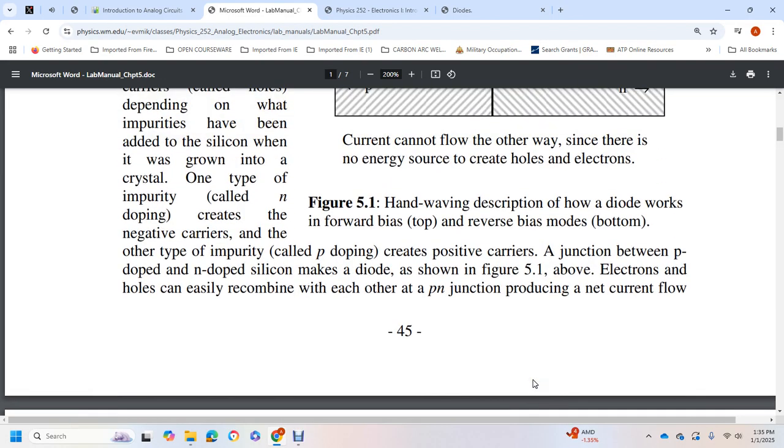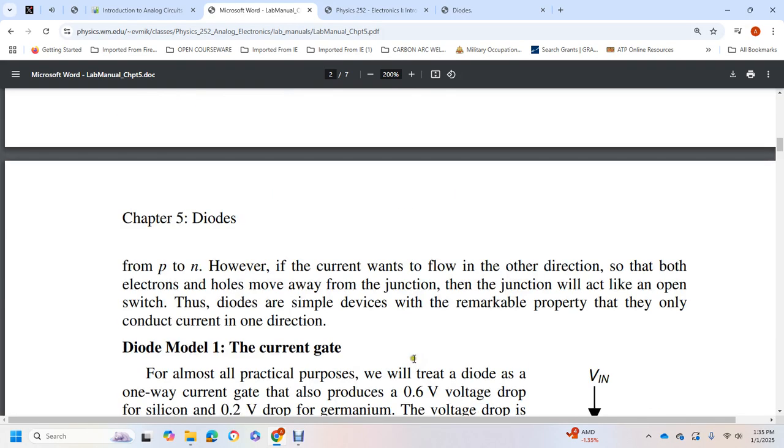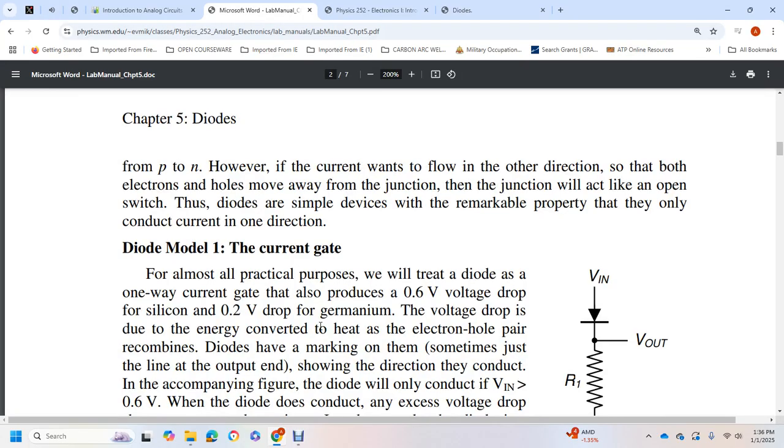Electrons and holes can easily recombine when the positive and negative junction produce a net current flow from positive to negative. However, the current wants to flow the other direction, so both the electrons and holes move away from the junction. Then the junction will actually open with the switch of the diode, so diodes have the remarkable property that they only conduct current in one direction.